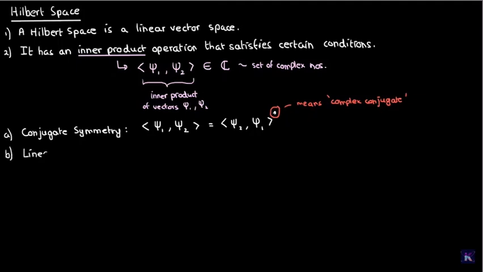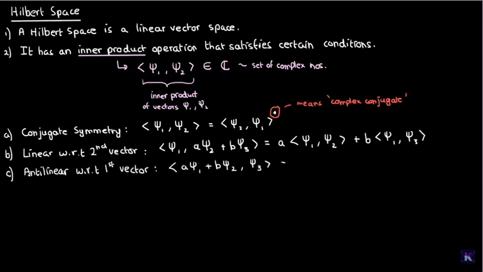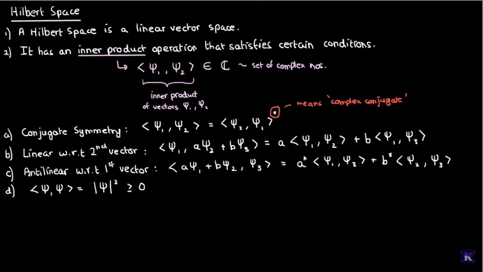The other property is linearity with respect to the second vector. So if I'm taking the inner product between psi1 and a second vector that includes the scalars a and b, those scalars come out unchanged in the resulting inner product. However, if the scalars a and b appear in the first vector, we have to take the complex conjugates of those scalars when we pull them out of the inner product. In addition, the inner product of a vector with itself must not be negative, and is only 0 when the vector itself is 0. This is also known as positive definiteness.